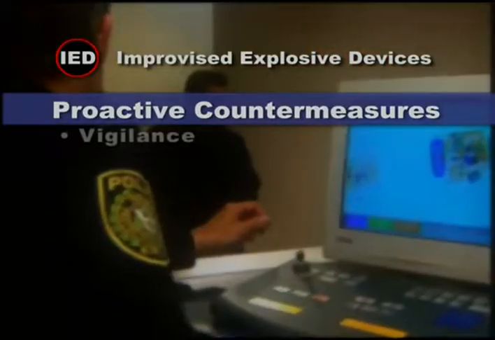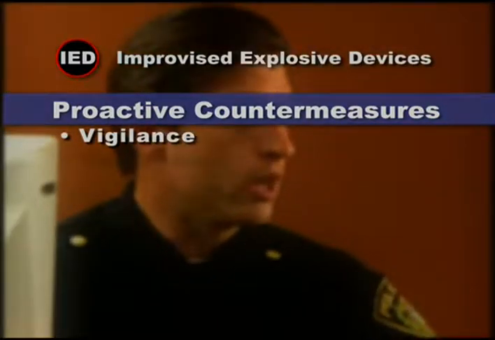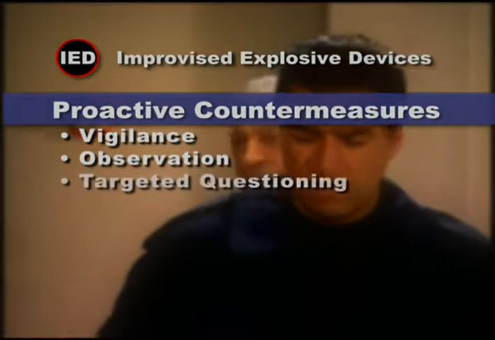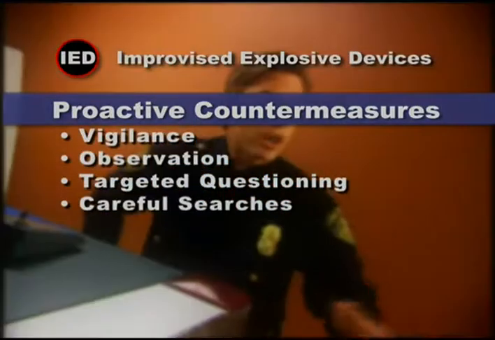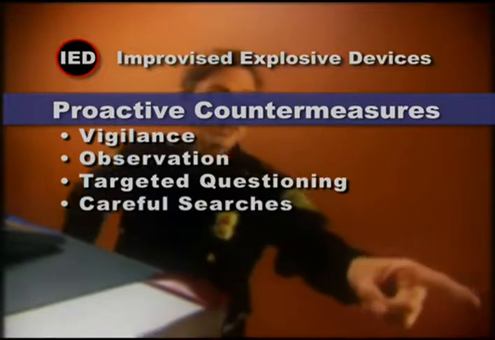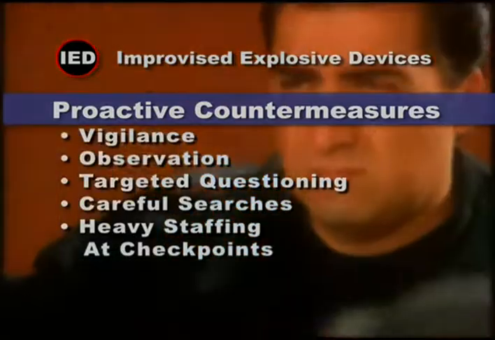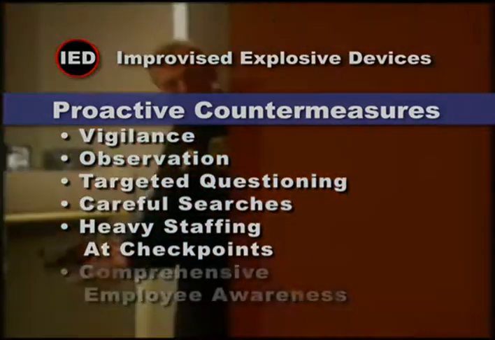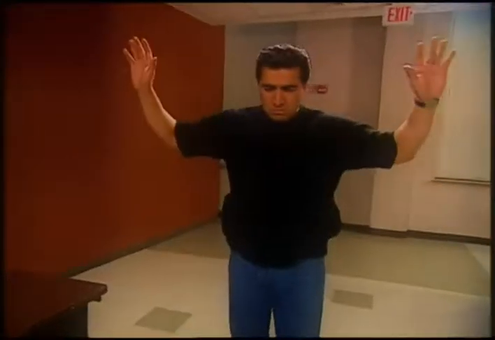A number of proactive countermeasures are suggested. Vigilance and alertness can prevent or mitigate an attack. Also, observation of suspicious people and vehicles. Targeted questioning methods help find indicators. Careful searches may be merited if there is reasonable suspicion. Be very cautious not to detonate a device. At checkpoints, heavy staffing is recommended with no less than three people, and comprehensive employee awareness. Vigilance is enhanced if all citizens are involved.